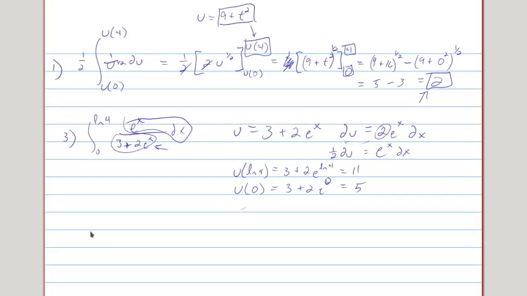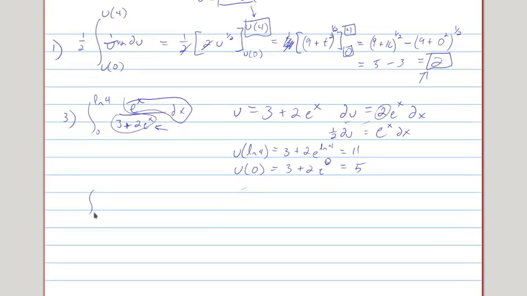So I'm integrating from, not 0 anymore, 5 to 11 of 1 over u du. Oh, but it looks like I missed my 1/2, so let me bring that out here. So when I substituted e to the x dx, I should have substituted with a 1/2 du. Okay, but now we know how to deal with this.